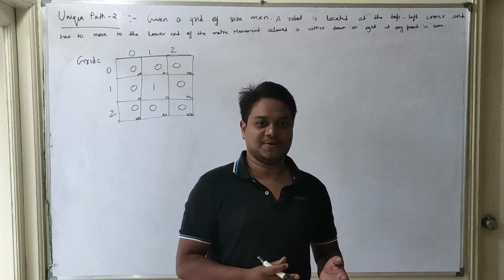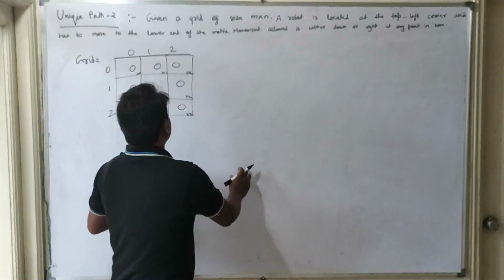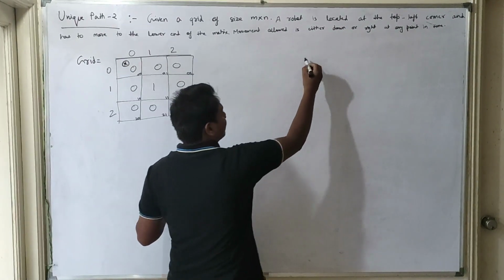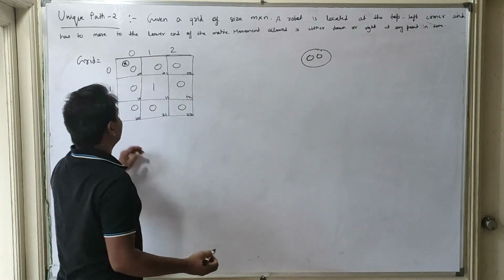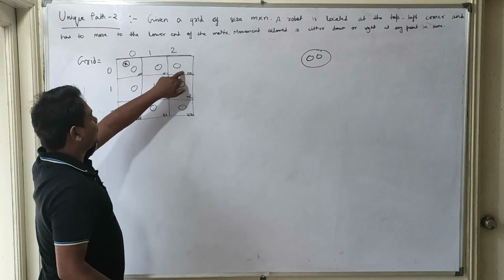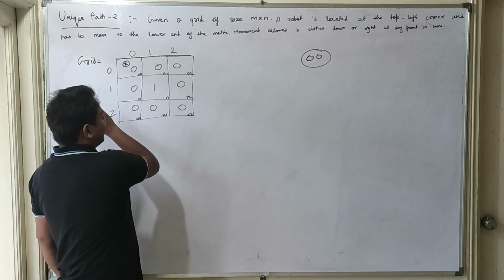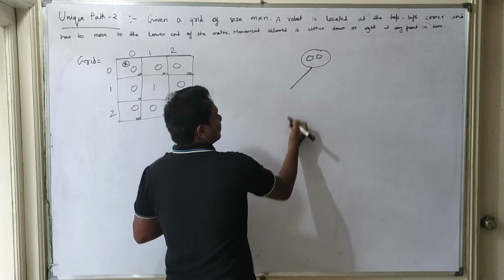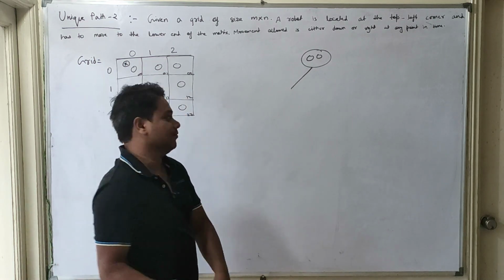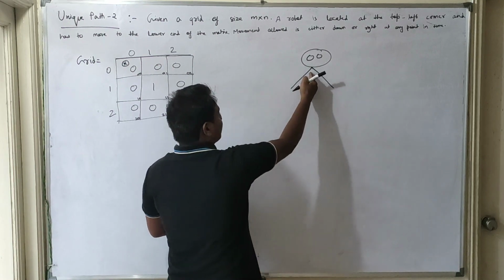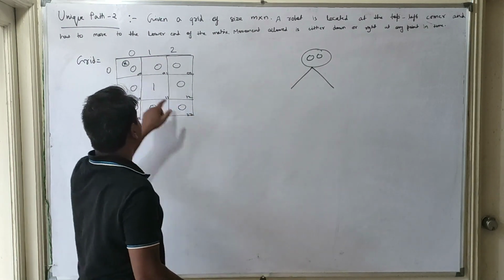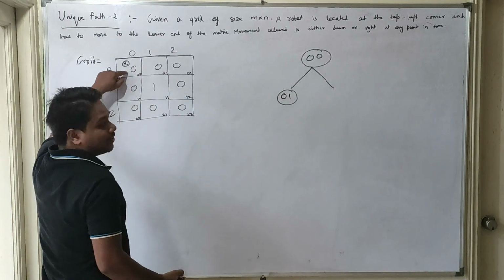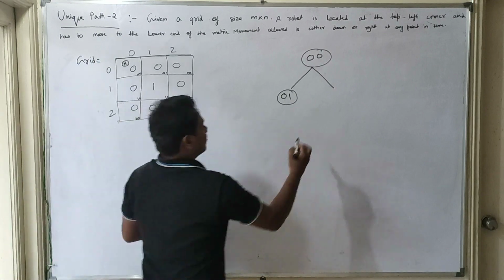Let's try to draw the state space tree for the given matrix. So the robot has started from this point, so that position is 0 0 in the matrix. See, this is 0 0 position, then 0 1, 0 2. I have named all the indexes in the matrix. Okay, so from 0 0 it has two options. Either it can move right or it can move down. So if it moves right, then from 0 0 it will go to 0 1. Or it can move down. If it moves down, then it will go to 1 0.